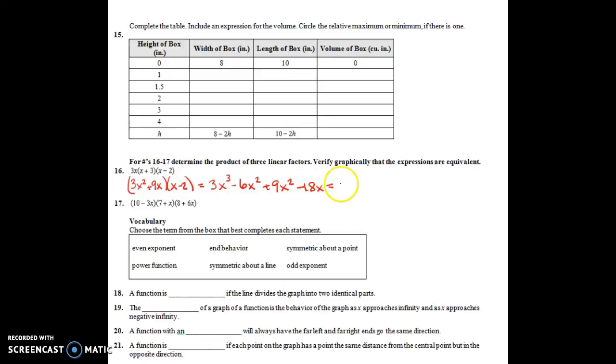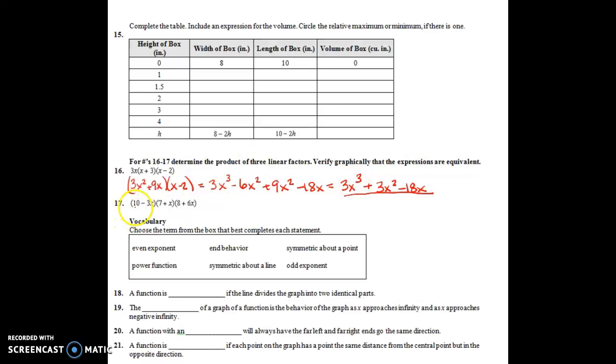And now I'm going to combine like terms. 3x cubed plus 3x squared minus 18x. And that's my equivalent solution. When it says verify graphically, that means we're going to plug this into our calculator and this into our calculator and just make sure that they're the same graph. And I'll show you that in a minute.